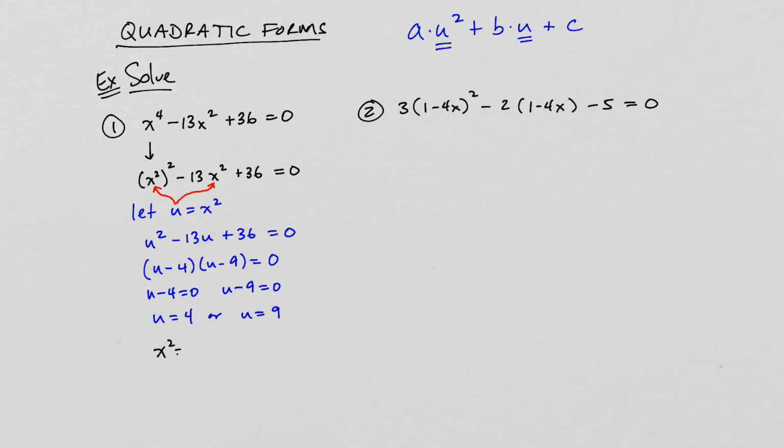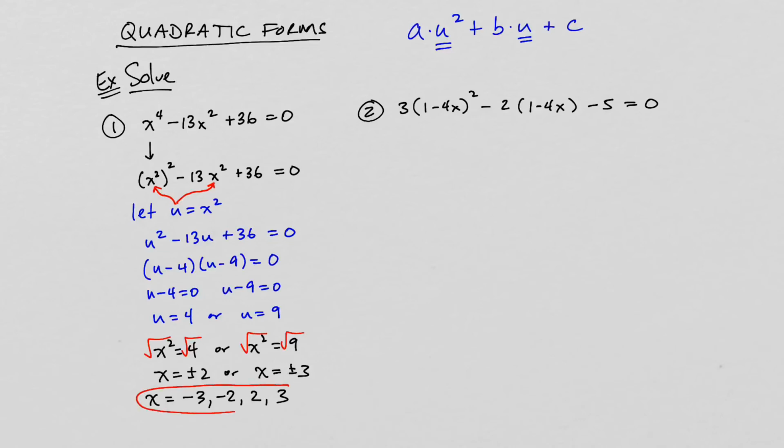And that gives us x squared equals 4 or x squared equals 9. And we can then finish this problem by taking the square root of both sides. And that's going to give us x equals positive or negative 2 or x equals positive or negative 3. So in the end, we have 4 solutions. We have negative 3, negative 2, positive 2, and positive 3 if we write them all in order.